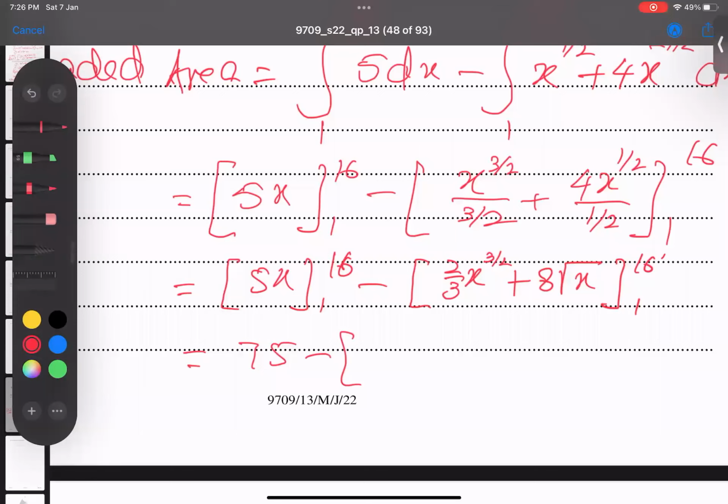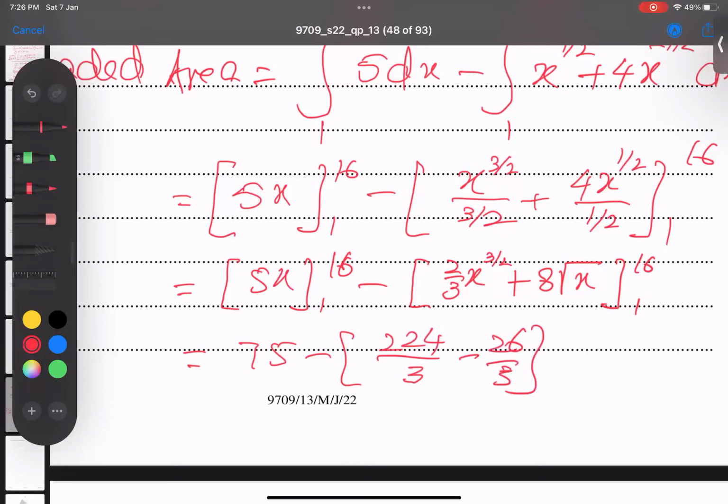Let's apply here. 16, I plug in all values. Let's see what happens. 2 divided by 3 times 16 to the power 3 by 2, and then plus 8 root 16. So it is giving me 224 by 3. Now I'm going to plug in 1 in the place of every x. So 2 by 3 plus 8. It is giving me 26 by 3.